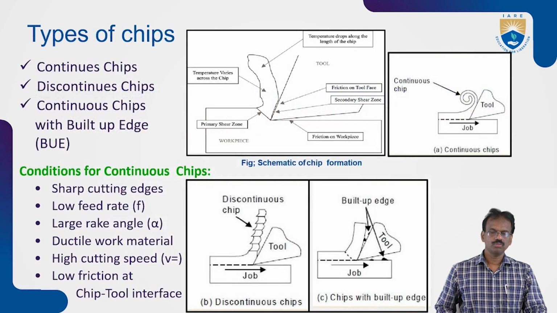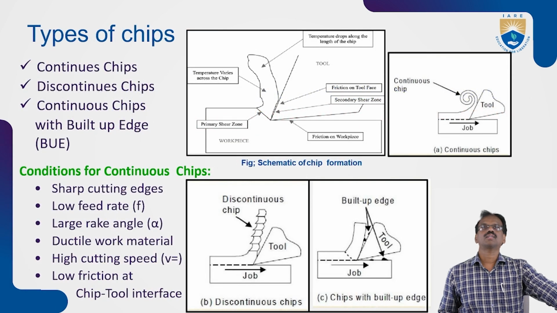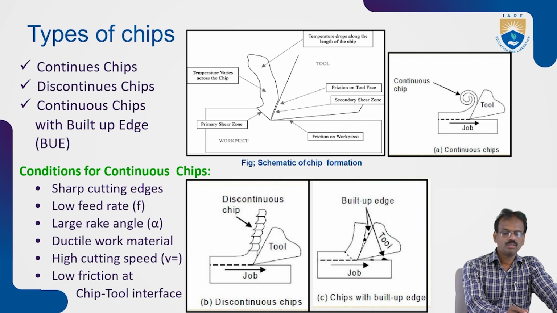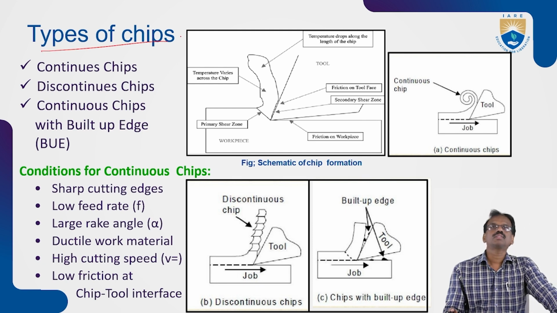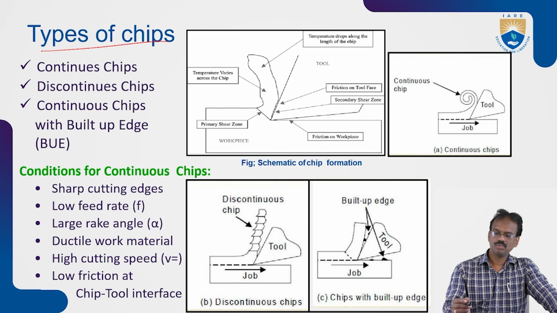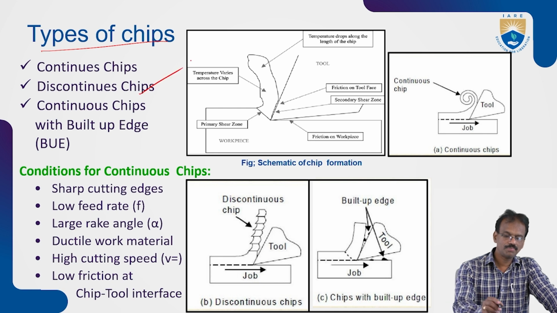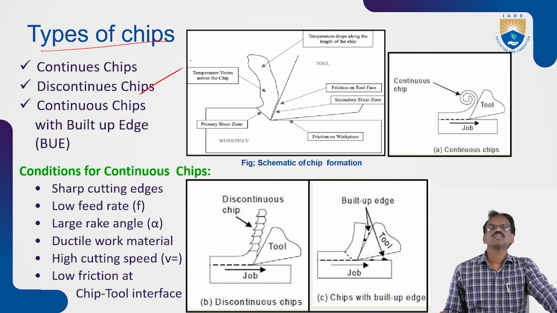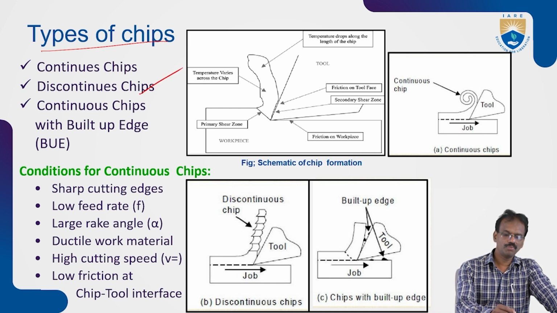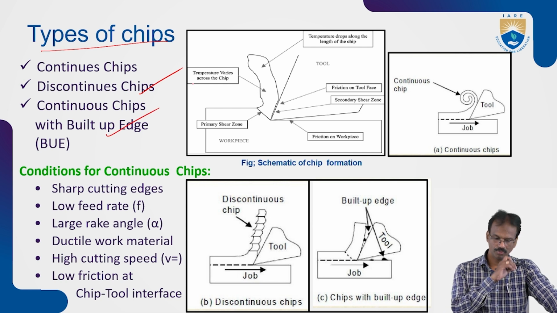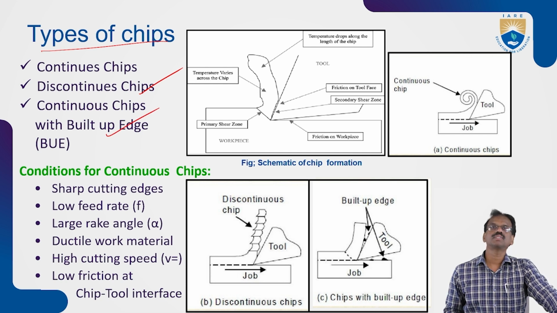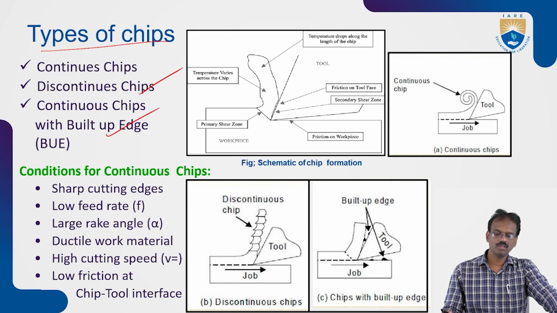First of all, we'll see the types of chips. There are three types of chips. The first one is the continuous chips, the second one is the discontinuous chips, and the last one is the continuous chips with build-up edges. Why will this build-up edge form in machining? We'll see the reason behind that, and also explain it.